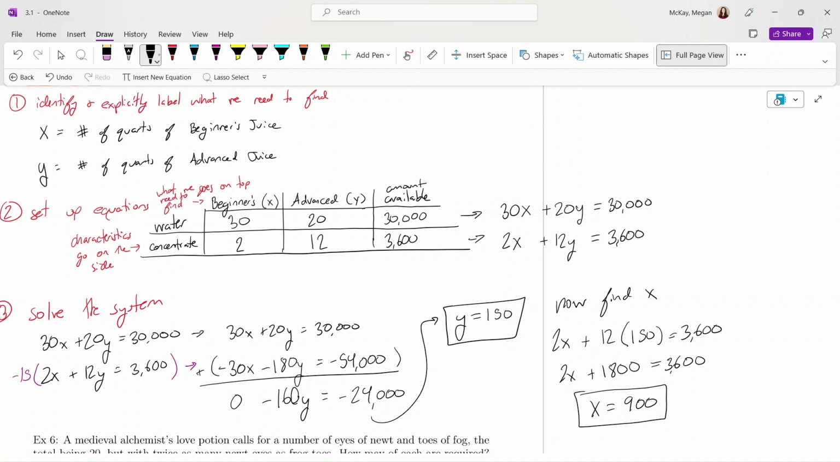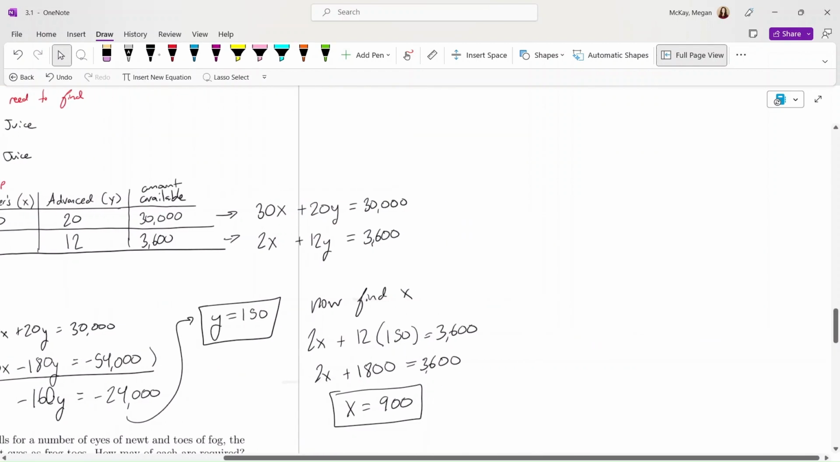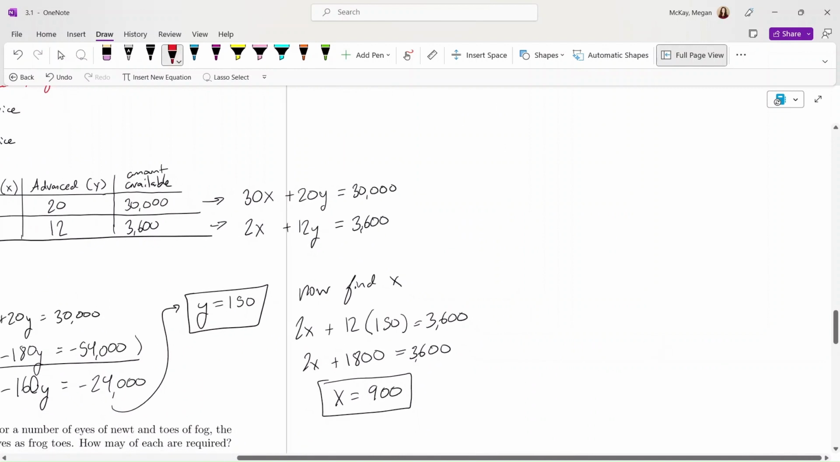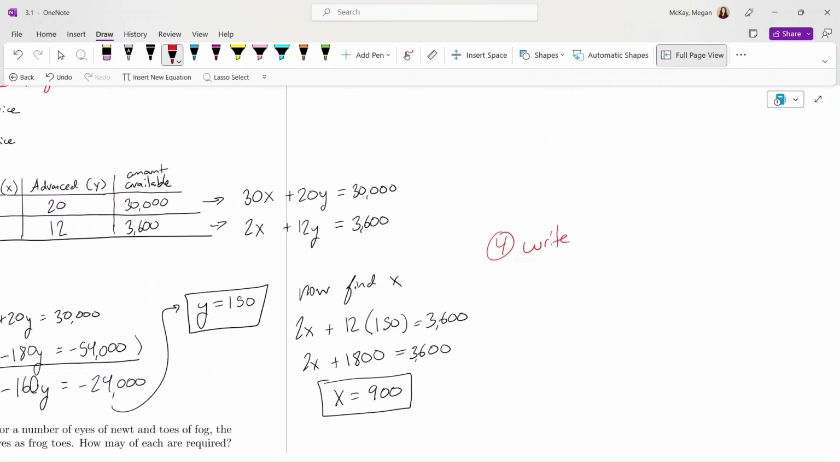Alright, so we found our value of x, we found our value of y. Our very last step, and we ran out of room down here, so we'll write it over on the side. Step 4, write down your final answer. Our solution point, when x is 900, y is 150, but what does that mean?